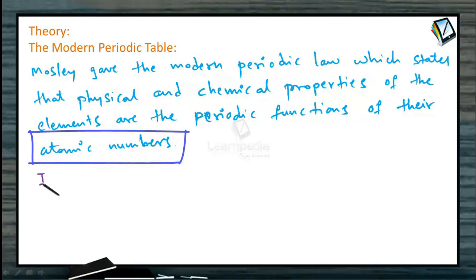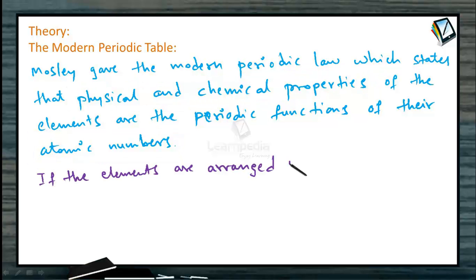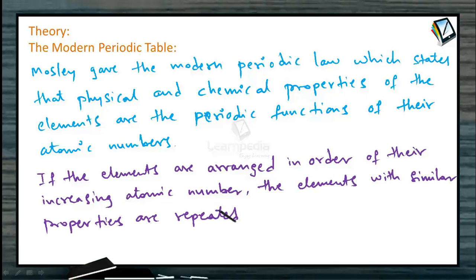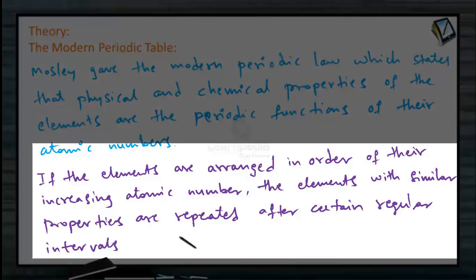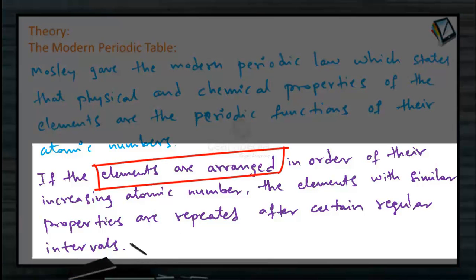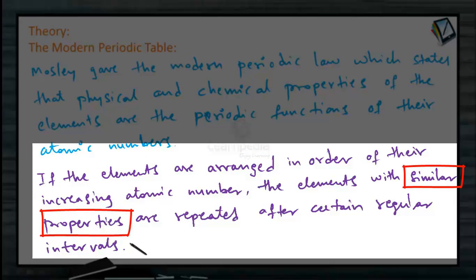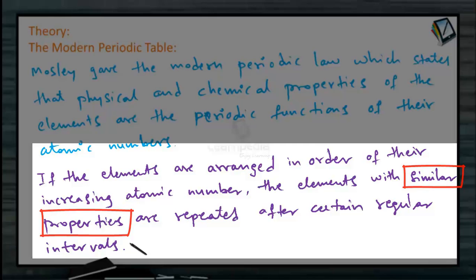And when the elements are arranged in the increasing order of atomic number, the elements with similar properties are repeated after certain regular intervals. Means when all the elements are arranged in the form of a periodic table in the increasing order of their atomic number, those elements which have similar properties are repeated after certain regular intervals.